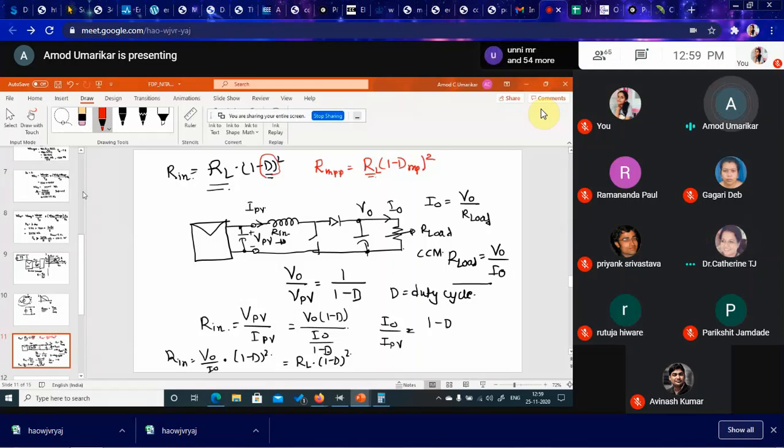Excuse me, sir. Yes. Actually here we are not taking the efficiency of conversion in the boost converter into account, no? I am assuming this is an ideal converter. Okay, sir.